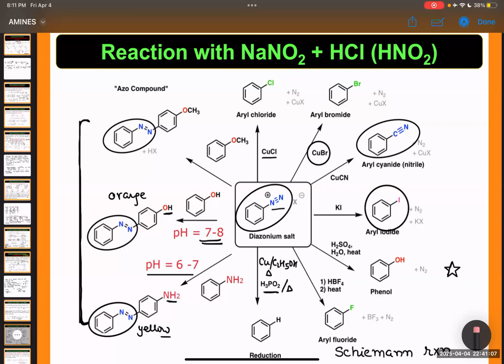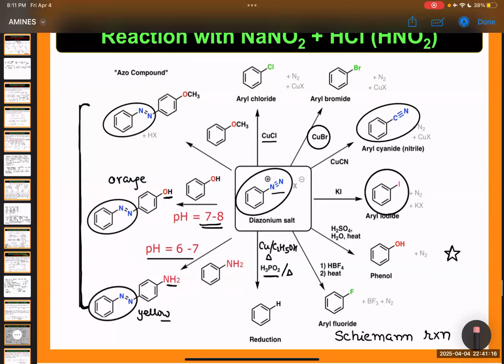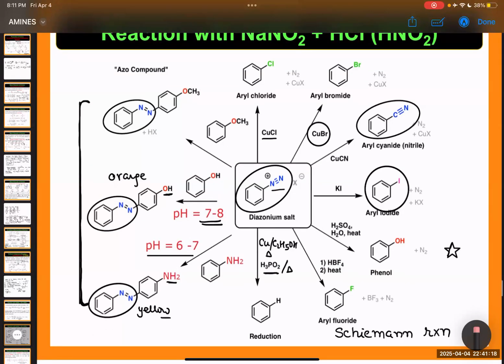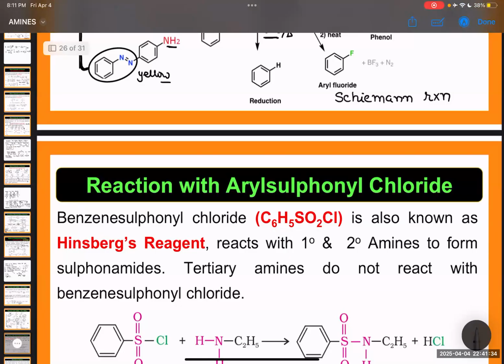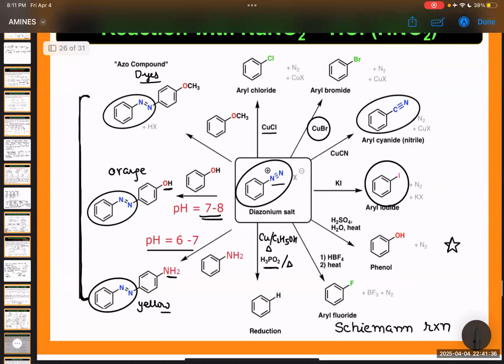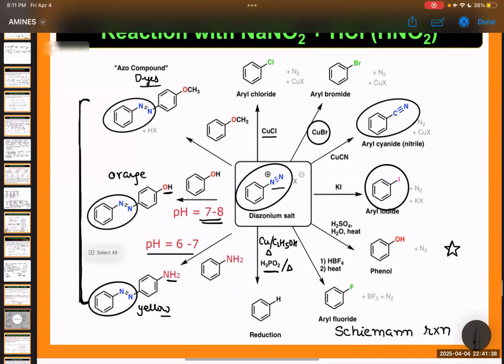And in the other case, you are joining this diazonium cation at the para position of phenol or aniline, as a diazo coupling reaction that leads to the formation of colored compounds known as azo dyes. Okay, azo compounds or azo dyes, they are colored. Got it? Yes, sir. So this is a very important reaction.